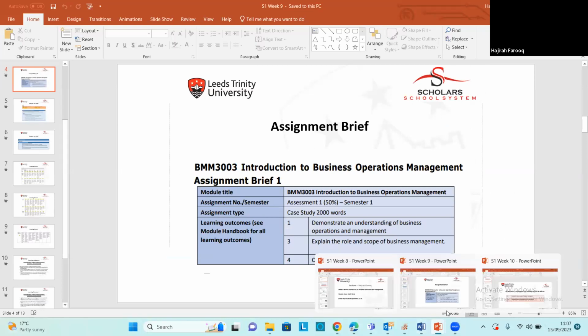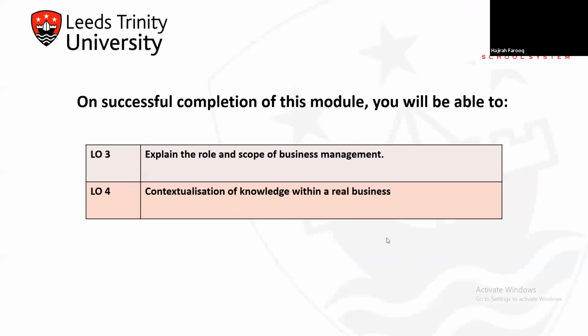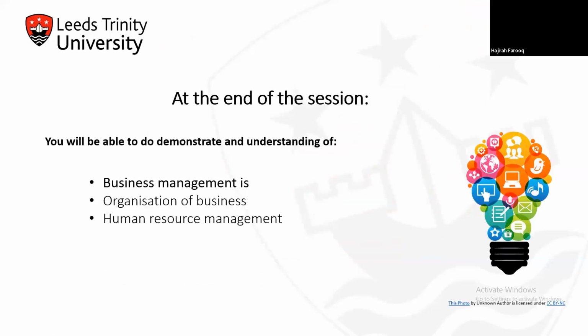This was about week 9, and then we moved on to week 10, where we revised learning outcomes 3 and 4, which are to explain the role and scope of business management and the contextualization of knowledge within the real business. At the end of the session, we were able to understand what is business management, what is organization of a business, and human resource management.